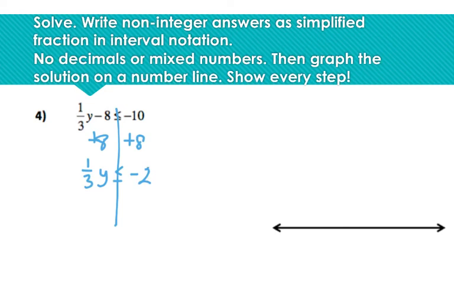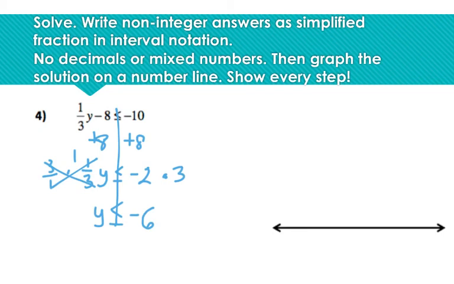Now, here we can do one of two things. We can either multiply by the reciprocal or divide by 1/3. So I'm going to multiply here by the reciprocal. I'm going to multiply both sides by 3 over 1. Well, 3 divided by 1 is 3, so I'm just going to multiply by 3 on the right side. So this all simplifies to 1. 1 times y is y. So multiplied by a positive, so we're not changing our inequality sign. y is less than or equal to negative 6.